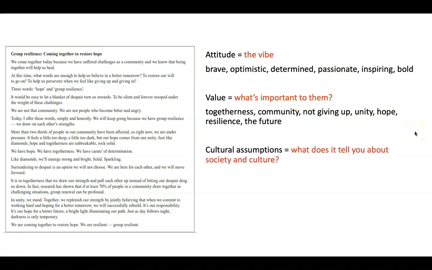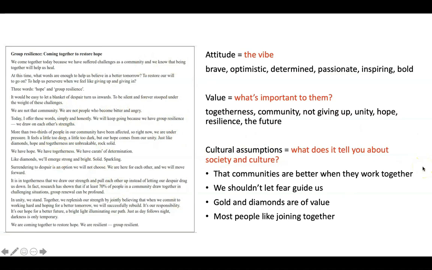Finally, a tricky one, cultural assumptions. My students do find this one a bit tricky. Just ask yourself, what does the stimulus tell you about society and culture? And this one is a little bit of a harder one. Some answers you could say for this stimulus are that communities are better when they work together. That seems like a cultural thing. Not every culture likes to work together.